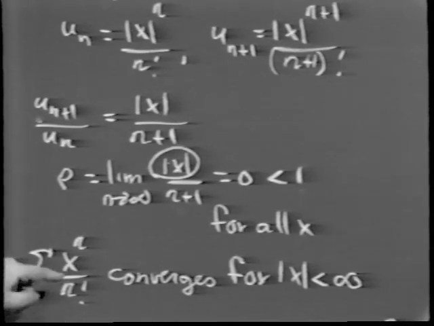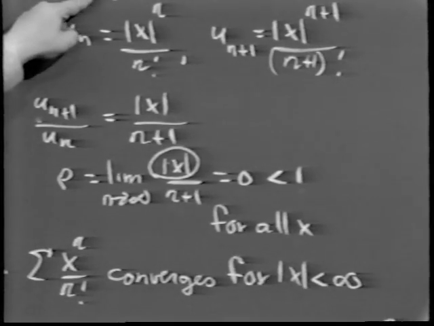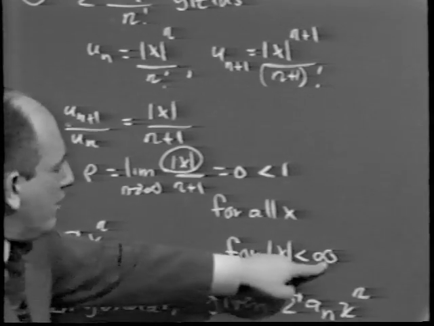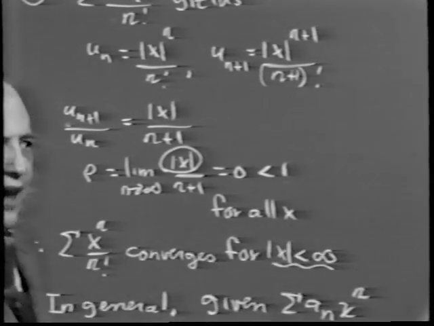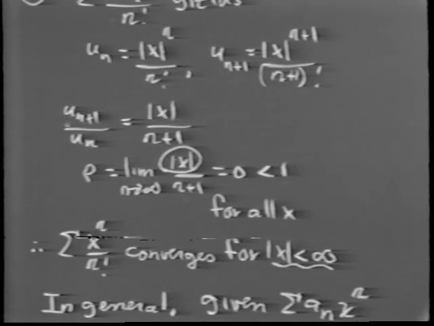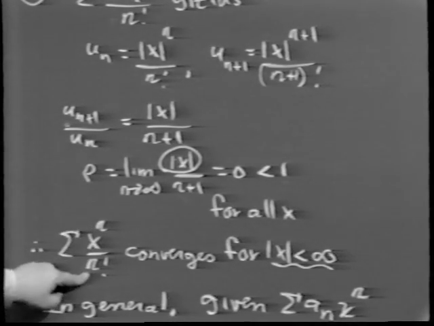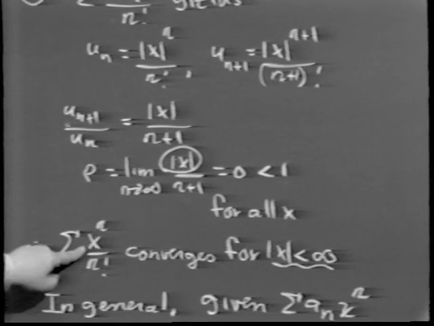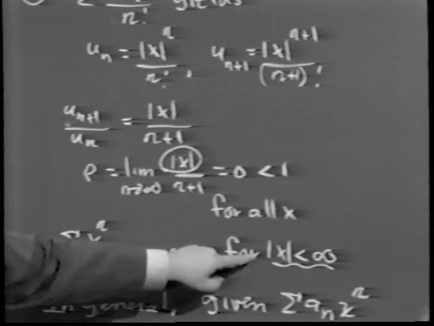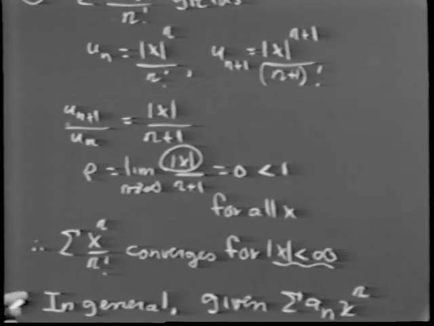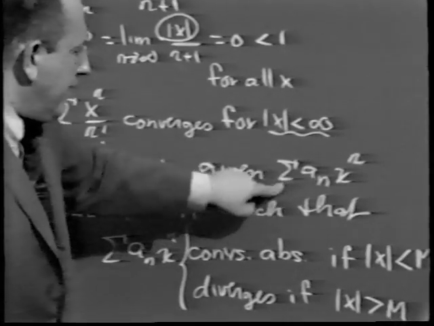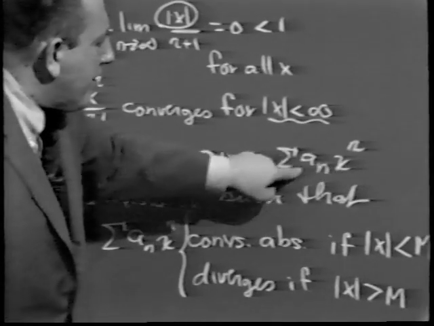In other words, in this particular case, this series converges for all real values of x, and we sometimes abbreviate that by saying the absolute value of x is less than infinity. And therefore, the original series, meaning the one without the absolute value sign, would in particular converge also for all real x.